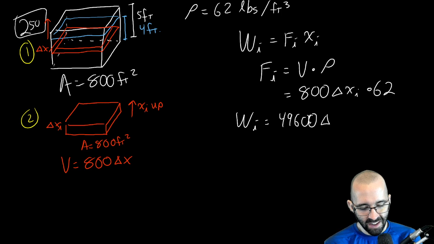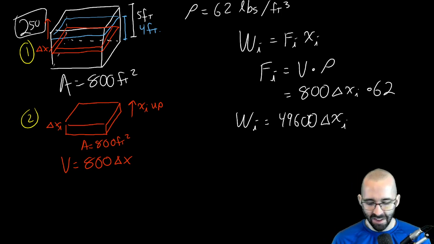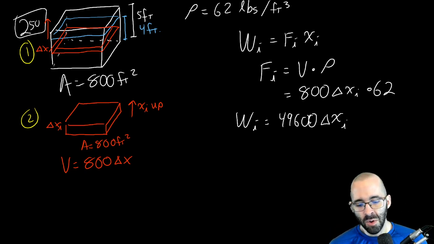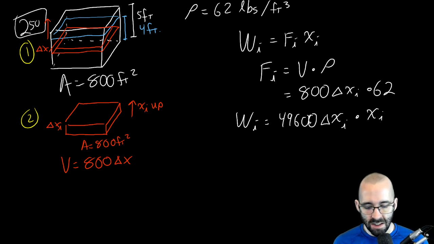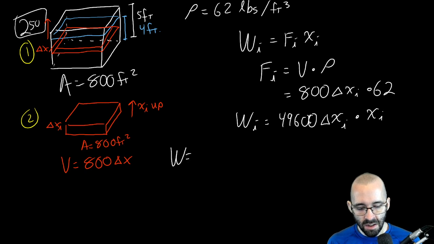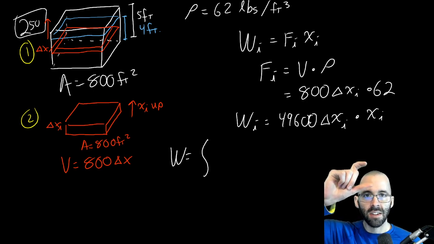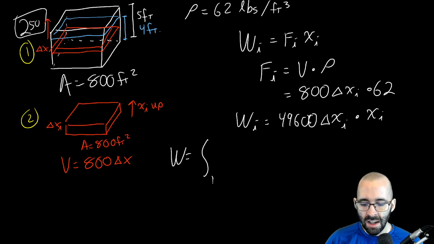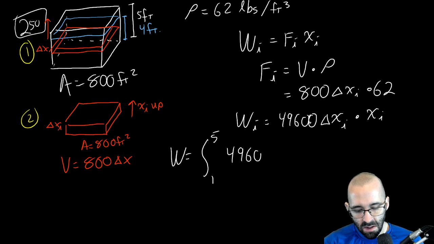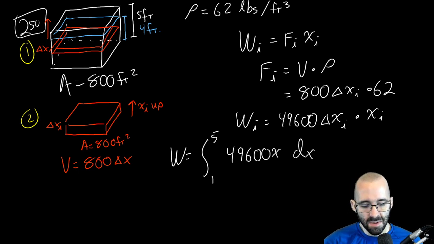I wonder if I'm skipping a step. This is what happens when I try to go fast. Well, I'm not trying to go fast. I just want to do it chronologically. Work is force times distance. Force is the weight of water, which is the volume times the density. Got the density, got the volume, multiply them together. That's the force. And we just add up all of these. That gives us a Riemann sum. The total work is just going to be the integral. We're starting at a level of water that has to go 1 foot up to get to the top of the pool. We're ending at the bottom of the pool, which is when we have to move the water 5 feet up to get out of the pool. And then we just have 49,600 times x. The delta x becomes the dx. And that'll be our answer.